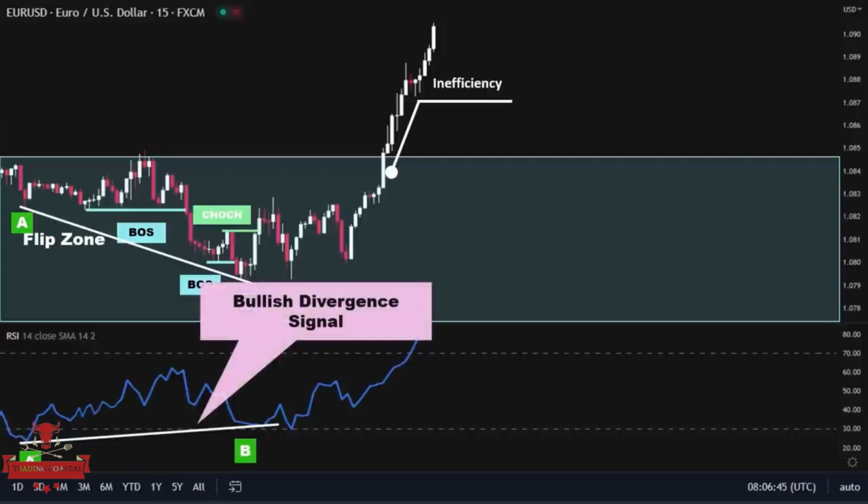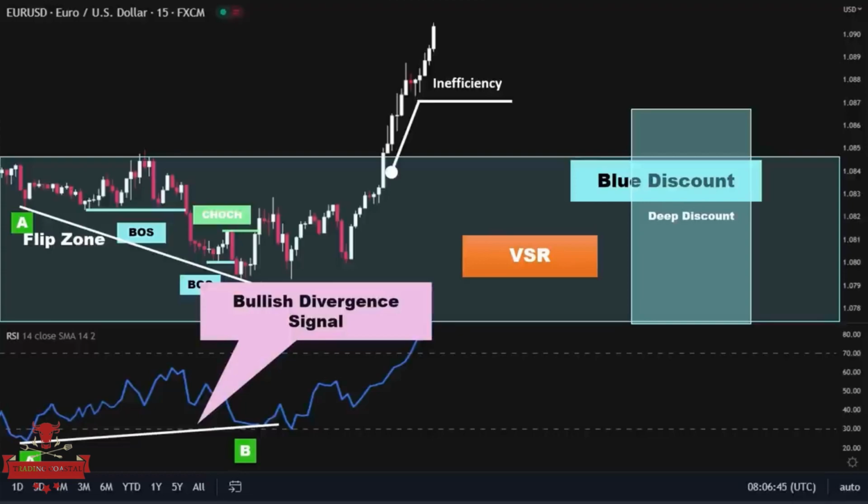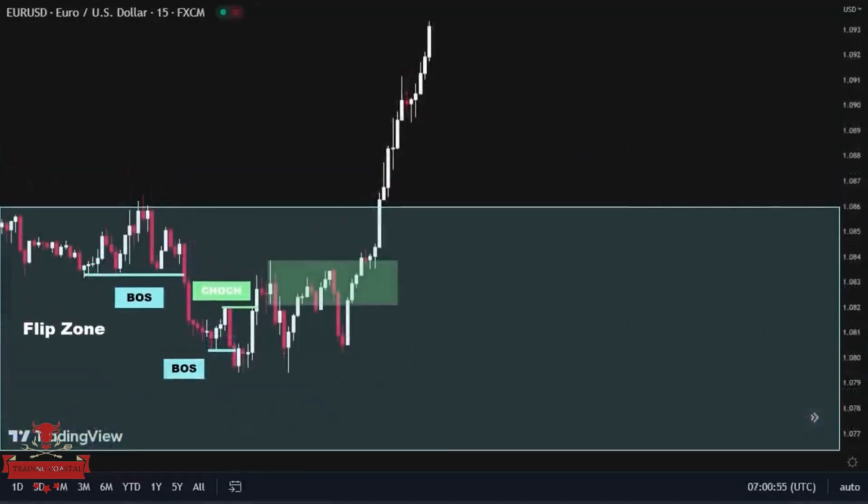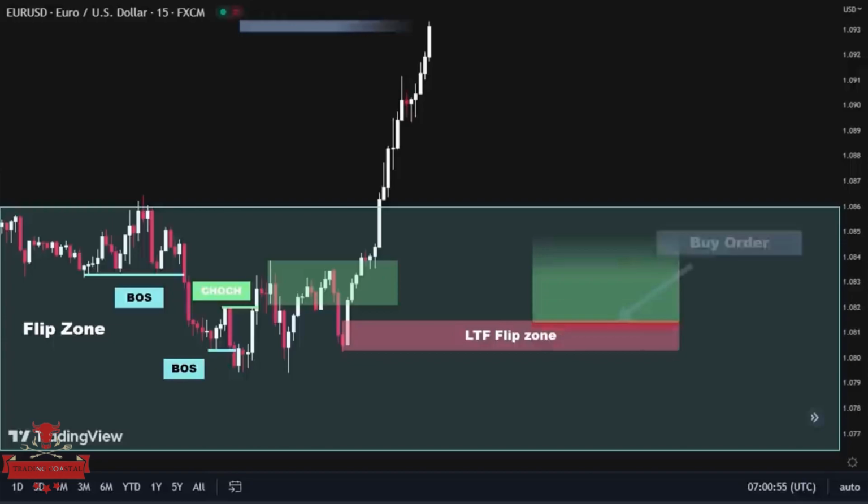In addition to the RSI divergence, we also have 2 VSR patterns, and price is in the blue discount zone. With these 3 different entry confirmations, we can take a long position. To do this, we should highlight the flip zone created by the wave that flipped the recent demand zone. This will be our point of interest, where we will place a buy order.